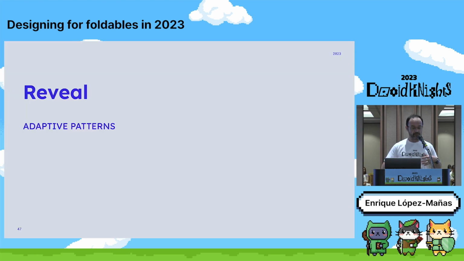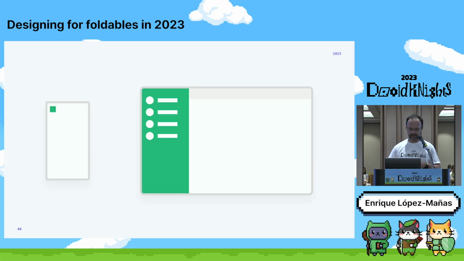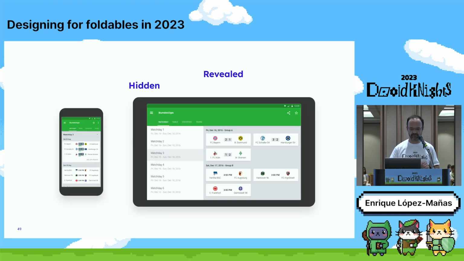We have a reveal pattern, and it works like this. Imagine we have a screen. On the left side, it would be the phone, our mobile device, and on the right side, the unfolded or the large screen. And in this case, we want to reveal our content starting at the position that we have on the left side. So we could do something like this.